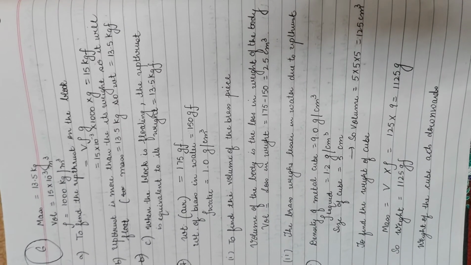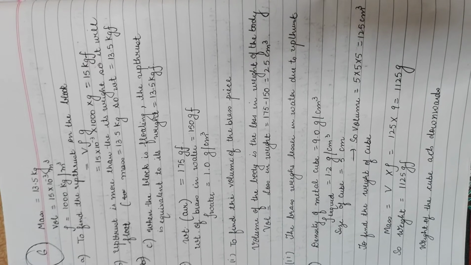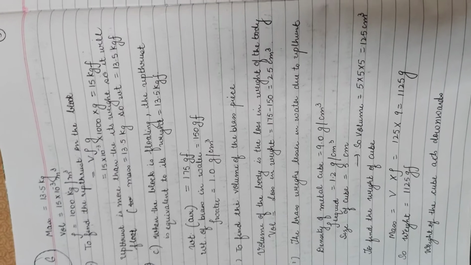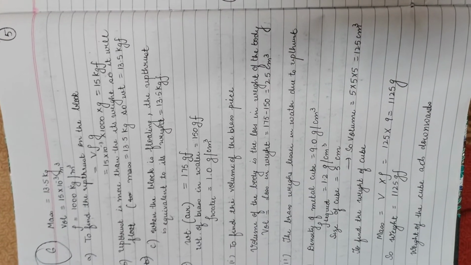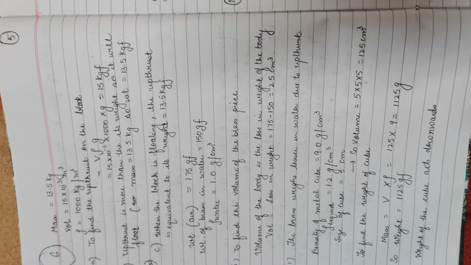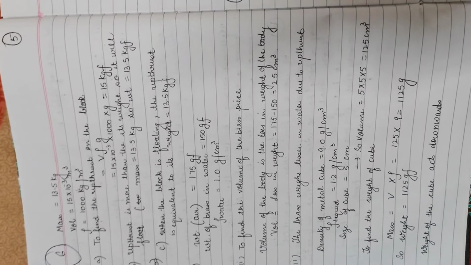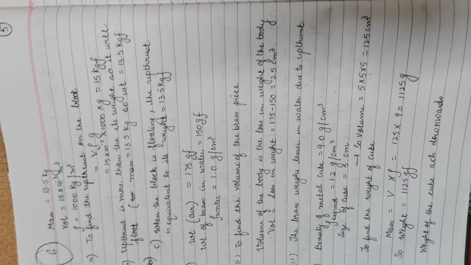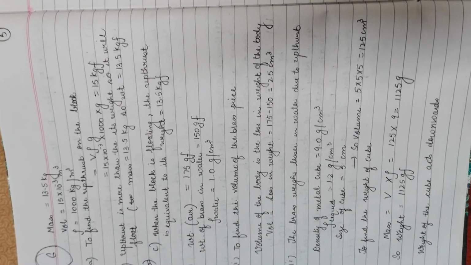So the weight in air is given to you, and the weight in water is given to you, and the body is completely immersed in water. Density of water is given to you. Very simple, what is the volume of the brass piece? Now how will you find the volume? The volume of the body is equal to its loss in weight. In air it is 175, in water it is 150. Okay, so you will get the value as 25 centimeter cube.